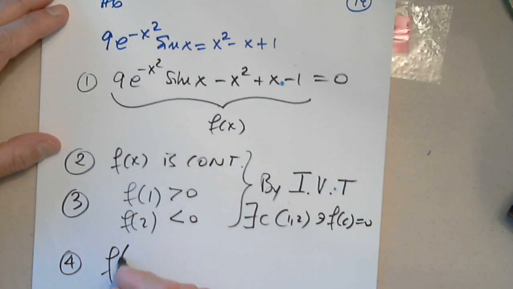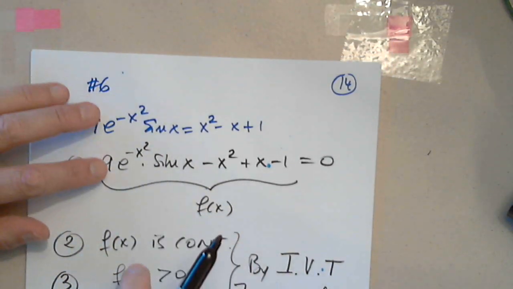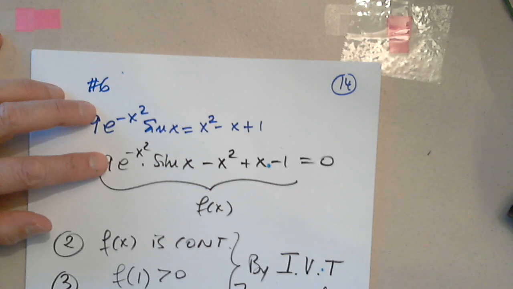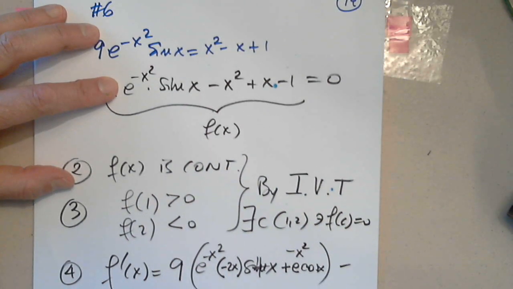And now I have to find f prime very carefully, because this is a product of two functions. Leave the 9 alone, waiting outside. E to negative x squared prime is e to negative x squared and multiplied, and parentheses are mandatory, negative 2x times sine x, and then plus e to negative x squared cosine x. And then outside minus 2x and plus 1.